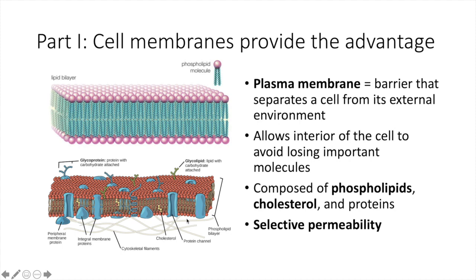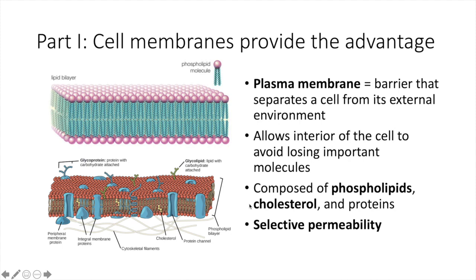The actual components of a cell membrane include things like cholesterol. You hear about the bad aspects of cholesterol, but cholesterol does also help stabilize the cell membrane. We have lots of different proteins. We also have glycolipids. Glyco means carbohydrate, so a glycolipid is a carbohydrate connected to a lipid. A glycoprotein is a carbohydrate connected to a protein. These are other important things in the cell membrane.